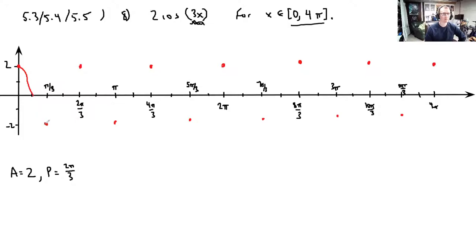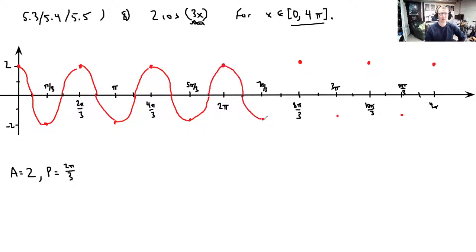Goes down, levels out, comes back up, levels out, goes down, levels out, comes back up, levels out. And I'm not doing this perfectly, but this looks pretty good for a graph of a cosine. It's not perfect. Is it sufficient for a full credit solution? Oh yeah. It's got all the key elements.